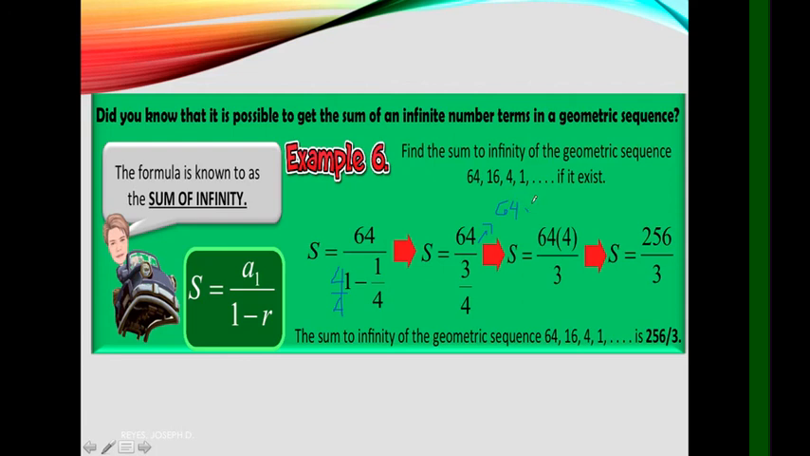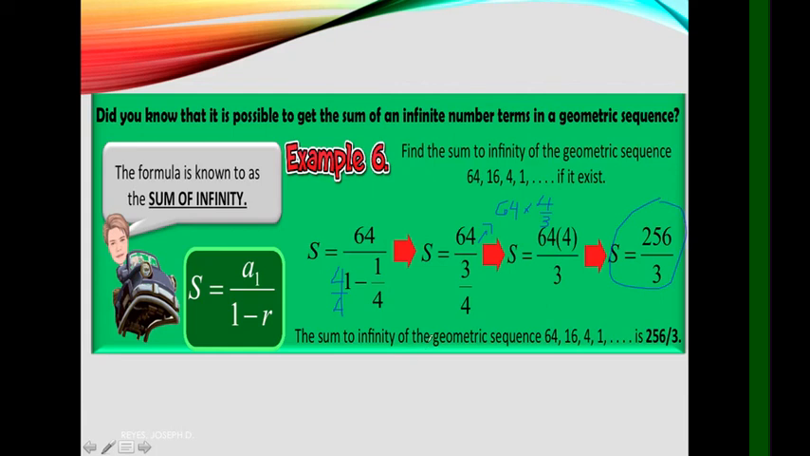times, what is the reciprocal of 3/4? And that is 4 over 3. Kaya, naging 64 times 4 over 3. Okay? Then, 64 times 4 is 256 over 3. At yun na yung final answer natin.